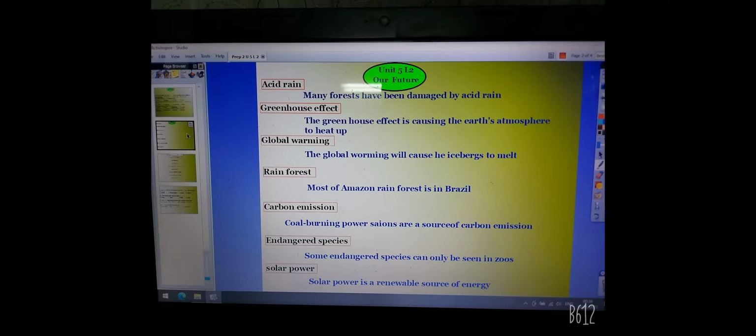Let's complete number 6, endangered species. Endangered species is a group of animals or plants that may soon no longer exist. For example, some endangered species can only be seen in zoos. The last one, solar power. Solar power means using the power of the sun's light and heat.